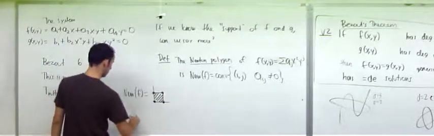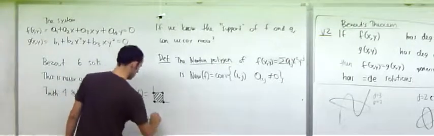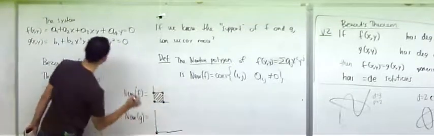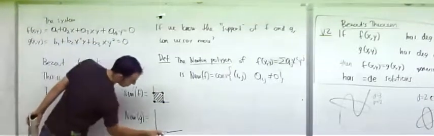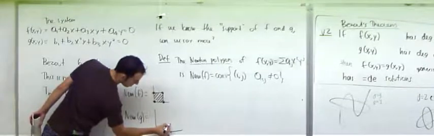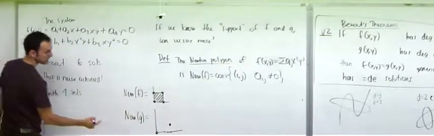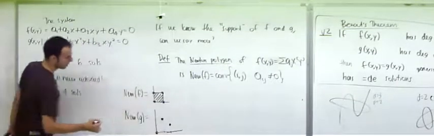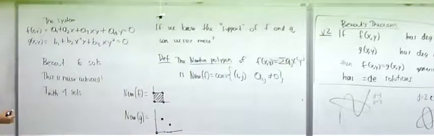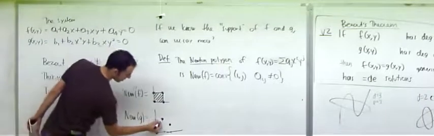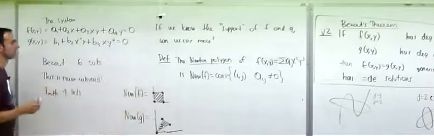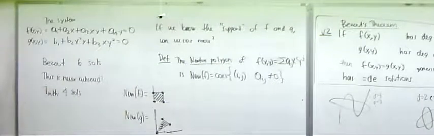So what about the Newton polytope of g? What does that look like? Well, we have x^0 y^0. Then x^2 y^1, so that's (2, 1). And x^1 y^2, so (1, 2). So we get this. And then we take the convex hull, and so we get this triangle.